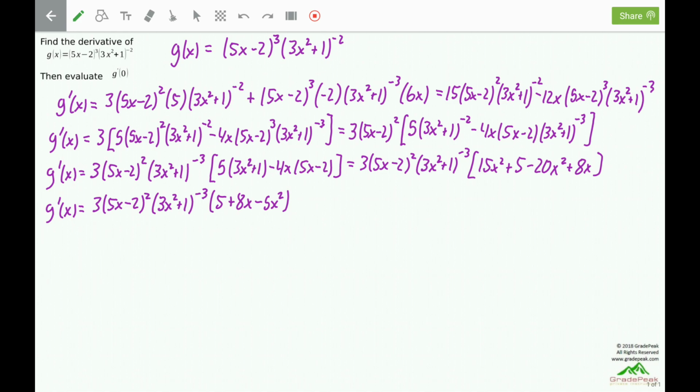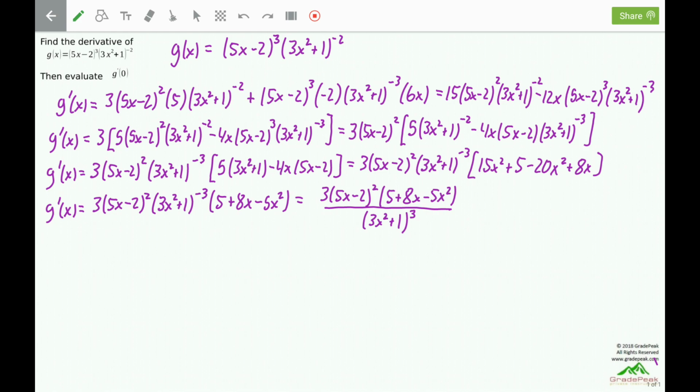The only other step left to do is that we can move this here to the denominator and call it a positive exponent. So let's go ahead and do that. Everything else stays in the numerator. So we'll have 3 times 5x minus 2 squared times a 5 plus an 8x minus a 5x squared. And that entire thing divided by 3x squared plus 1 quantity cubed. There's our derivative g prime of x in its simplified form.